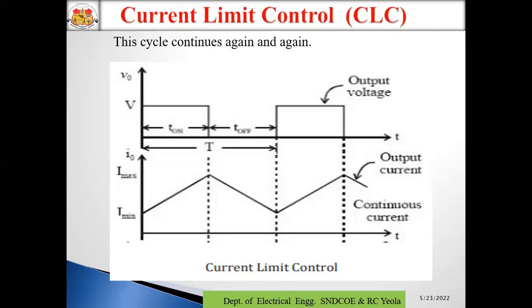So these are all about the control strategies for the chopper. We can conclude that there are two methods: one is time ratio control and the second is current limit control. We have observed that in time ratio control there are also two methods: one is the constant frequency system and the second is the variable frequency system. Current limit control is the other method. So this is all about the control techniques of the chopper.